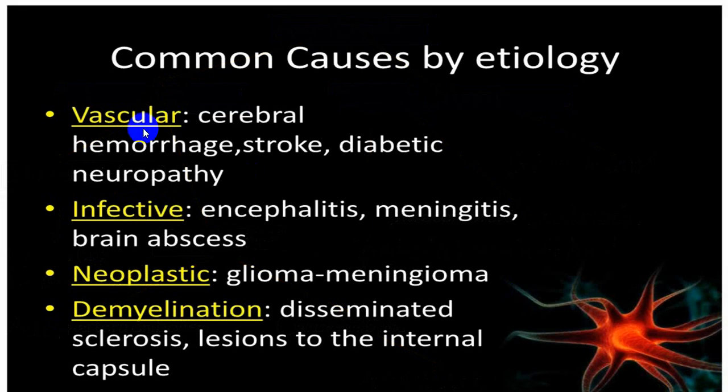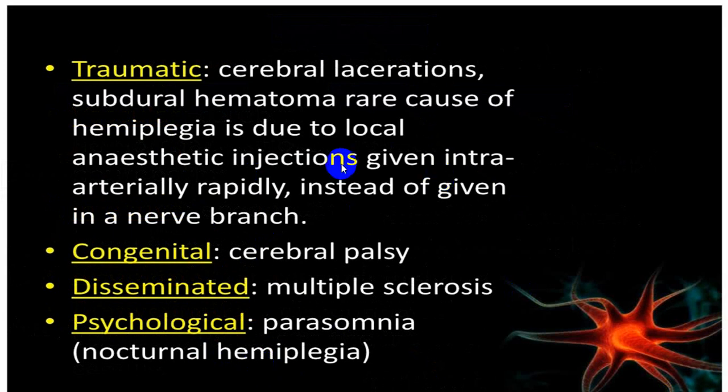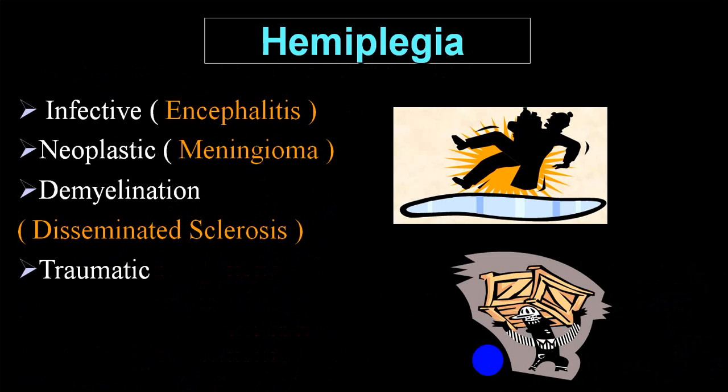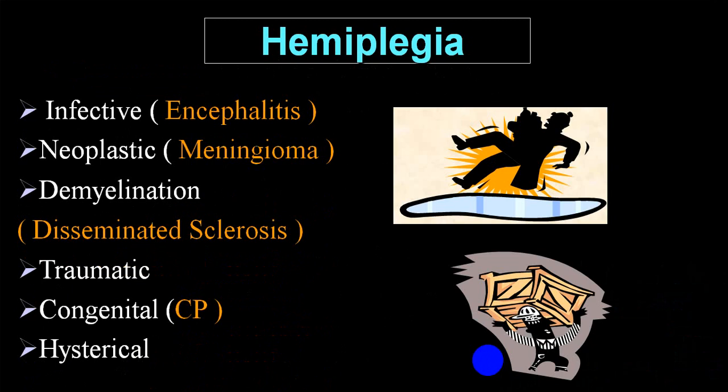So vascular becomes the most common etiology, rarely infective, neoplastic and demyelinating disease, particularly disseminated sclerosis, or we call multiple sclerosis, may involve the internal capsule. Traumatic very rarely can produce hemiplegia. Congenital cerebral palsy is quite common, and we already mentioned multiple sclerosis. Psychogenic is also labeled as parasomnia, or nocturnal hemiplegia. So hemiplegia: infective, neoplastic, demyelination, that is disseminated sclerosis, traumatic, and congenital, that is cerebral palsy, are the common causes. Don't forget psychogenic.